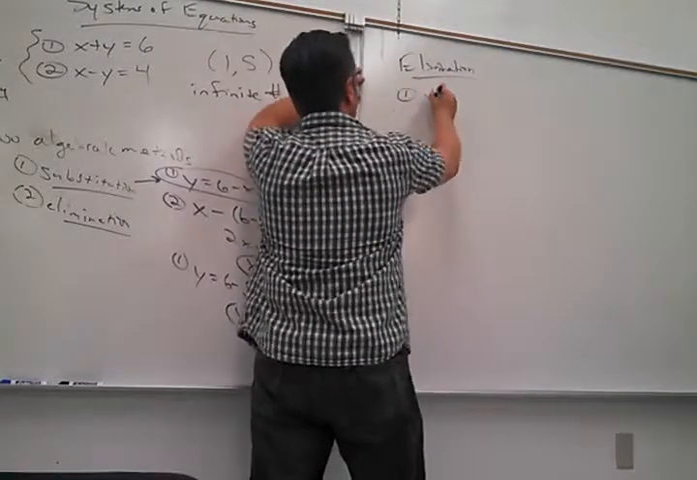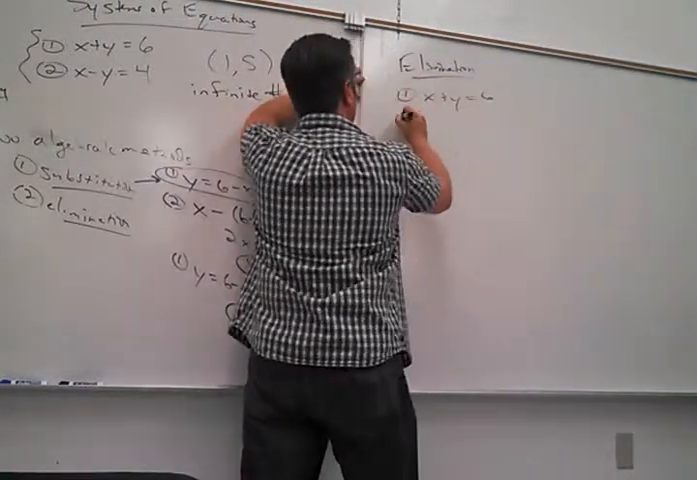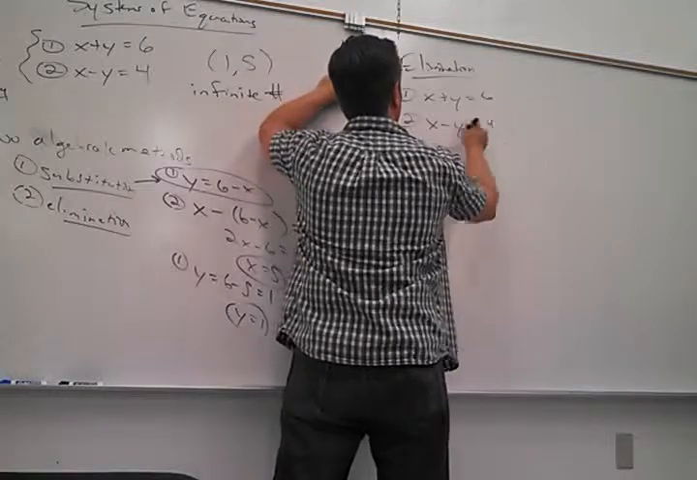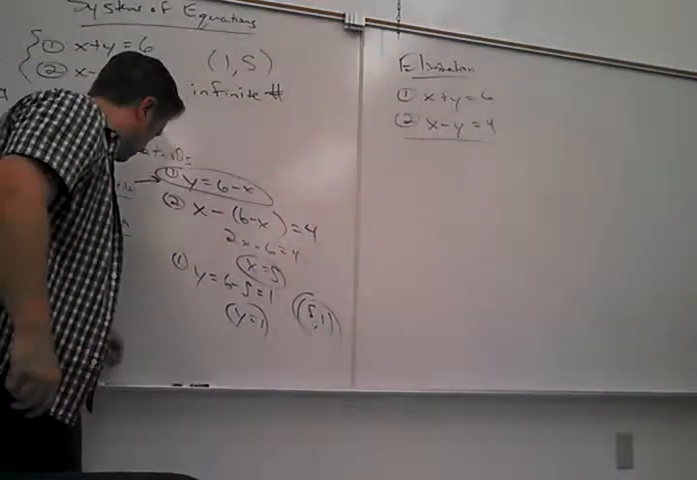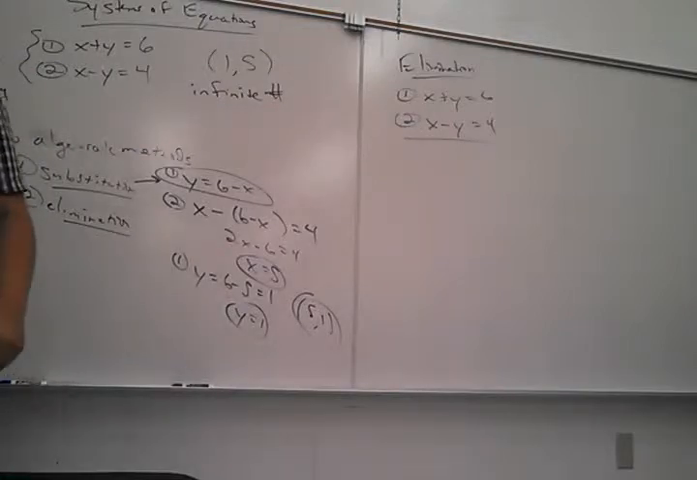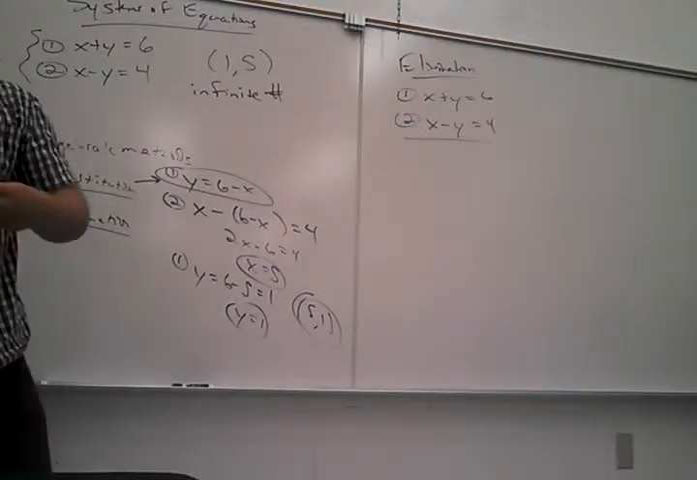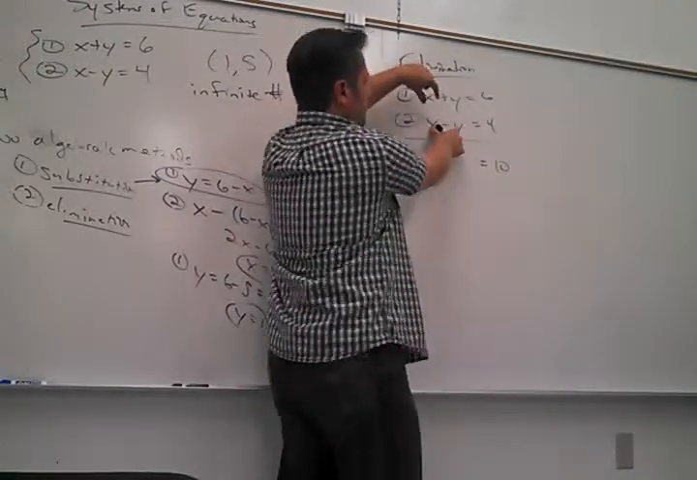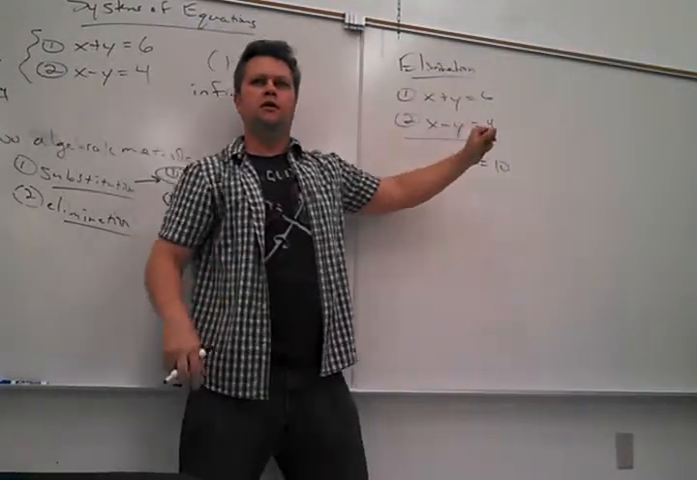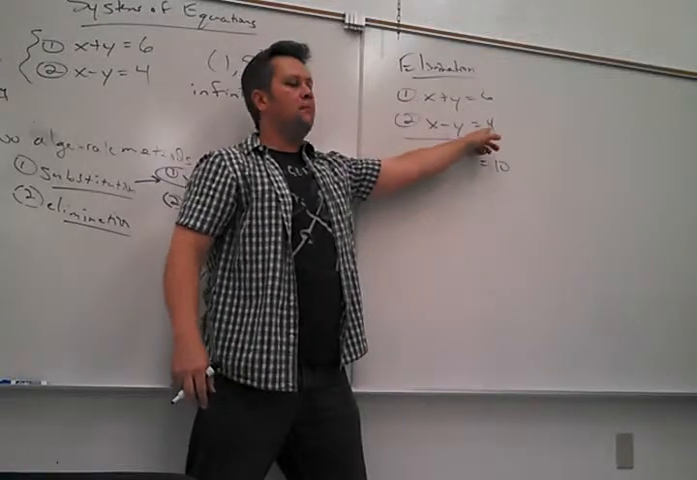So I've got x plus y equals 6, x minus y equals 4. The elimination method says I've got to add the same thing to both sides of an equation, right? So if I add 6 to 4, that's fine, as long as I add 6 on this side also. Let me just stop there for a second. If I add 6 to this side, I better add 6 to this side.